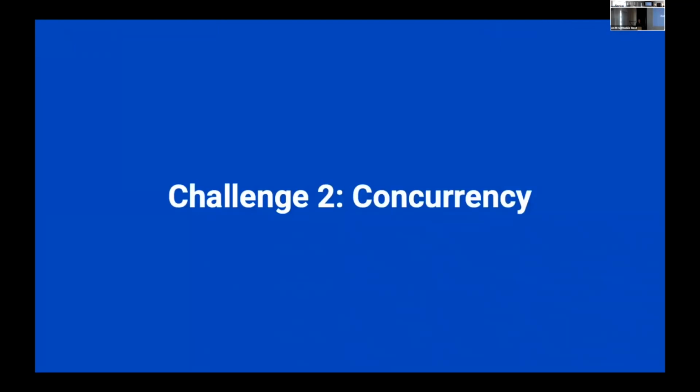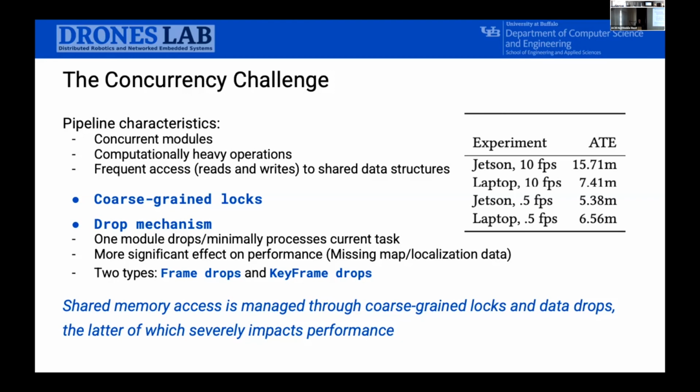So onwards to our second challenge, concurrency. SLAM systems consist of concurrent modules that perform computationally heavy operations, and these operations frequently both read and write to shared data structures. SLAM systems address shared memory management in 2 key ways. The first is through coarse-grained locks, and we found in our experiments that the additional latency added by lock acquisitions was not significant. The second technique is a drop mechanism, where for certain resource contentions, one module will drop or minimally process its current task if there is a resource contention with another module.